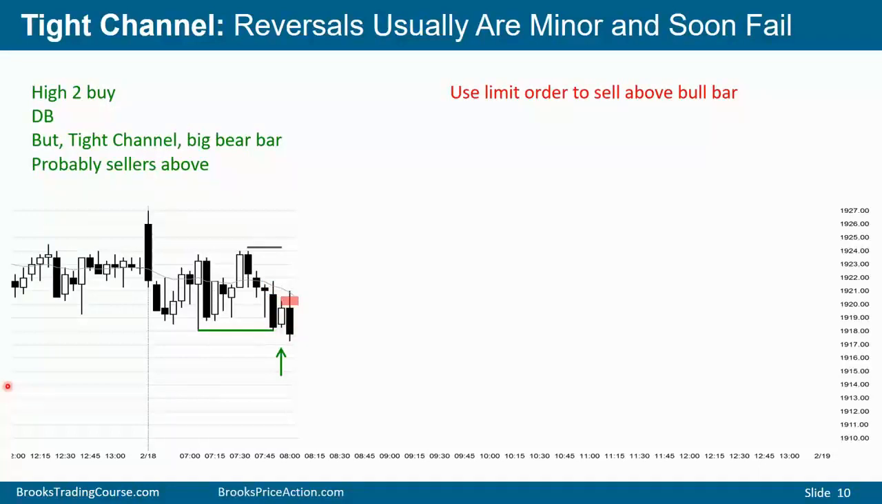Some traders instead would bet that the high 2 will fail. In general, I don't like to sell near the bottom of a tight trading range. Even though we have 4 consecutive bear bars, it's a second entry buy, it's a double bottom. I personally would rarely ever take that sell, even though it's a fairly tight bear channel.